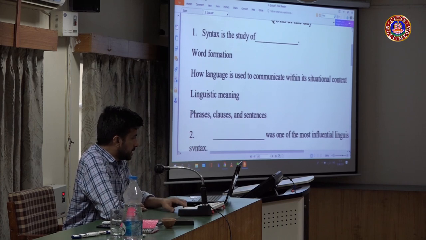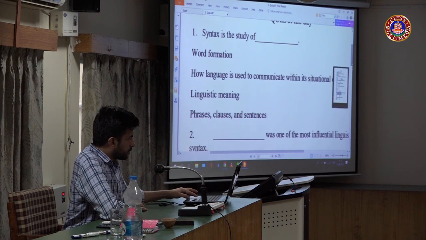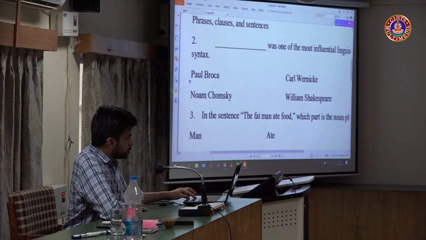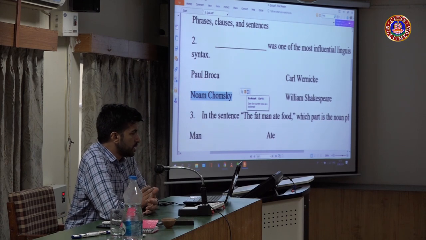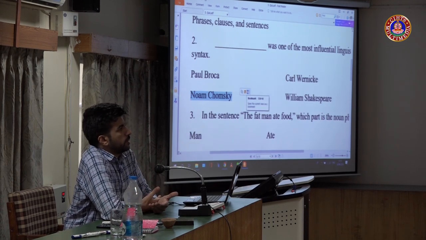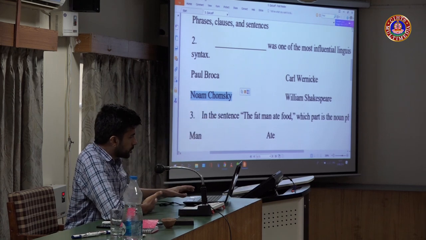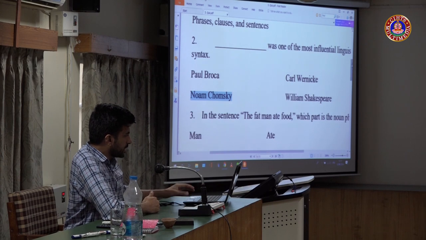This is syntax. Now, the second one, of course, is on the sheet, because we have to understand that Noam Chomsky is considered, and he's still alive, by the way, quite old, to be the father of modern linguistics. Saussure is also called a father, but Chomsky is considered another one.